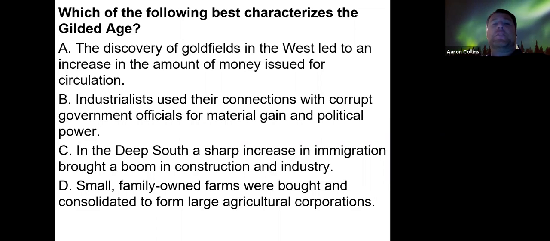Which of the following best characterizes the Gilded Age? Okay, so this is a time period question, and I'm going to teach you more time periods. Okay, but you need to know what is the Gilded Age. Which one of these describes the Gilded Age? The answer is B. All right, that's enough.